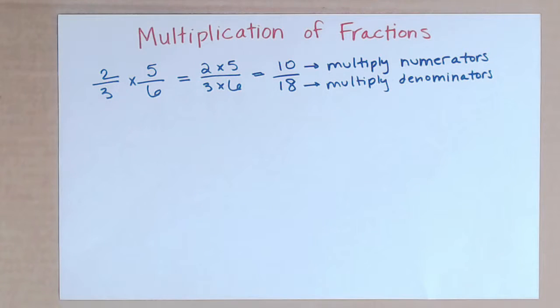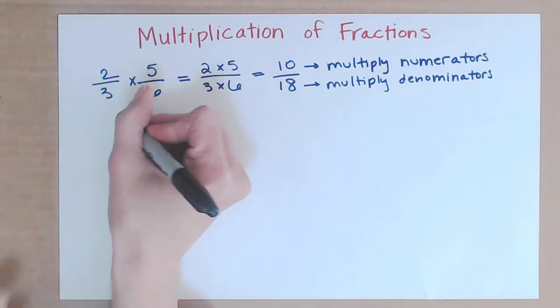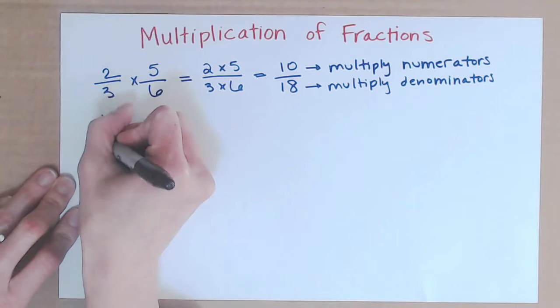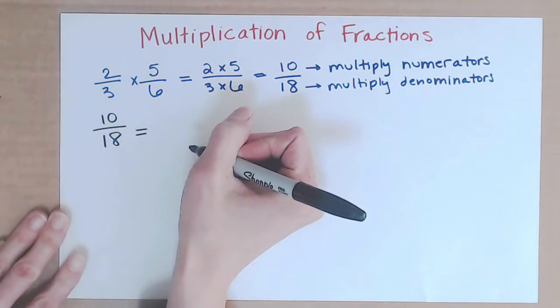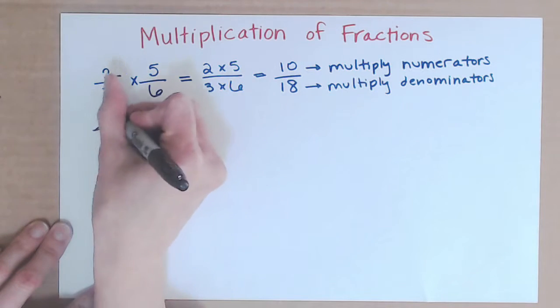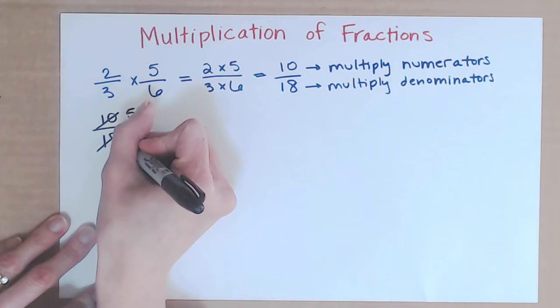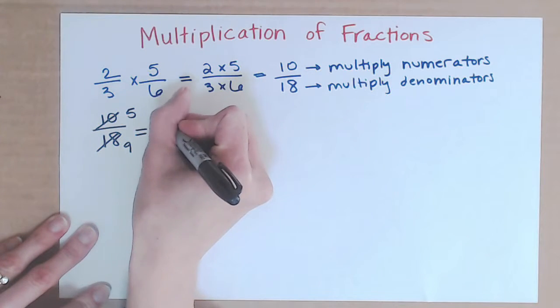So we're going to return to our example we used in the last video, 2/3 times 5/6. Okay, so we multiply numerators. 2 times 5 is 10. We multiply denominators. 3 times 6 is 18. So we have 10/18. So in the last video we simplified this. We said there's a common factor of 2 in 10 and 18. So we divide by 2 in the numerator and the denominator and we get 5/9.